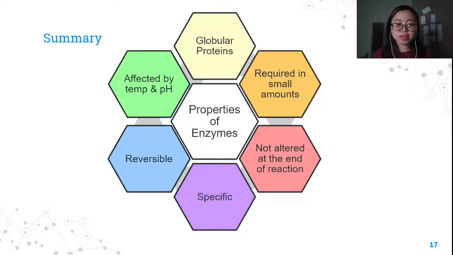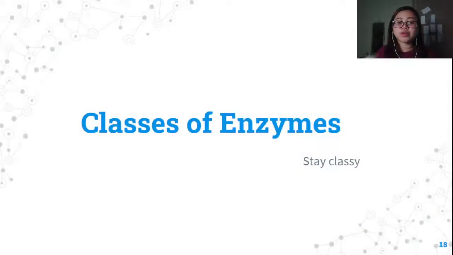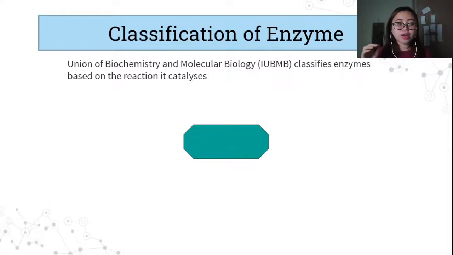So I hope it's been clear so far. We're going to move on to the next segment in this subtopic. So this next segment, we're going to be talking about the classes of enzymes. So we can divide these enzymes into several classes based on what is agreed on by the Union of Biochemistry and Molecular Biology, or as we shorten it, IUBMB. So these scientists in IUBMB, they classify enzymes based on the reaction it catalyzes.